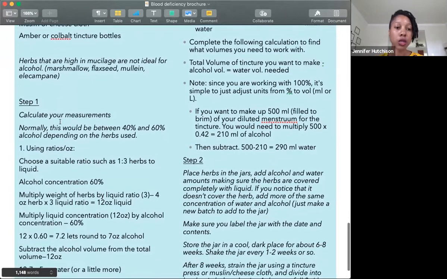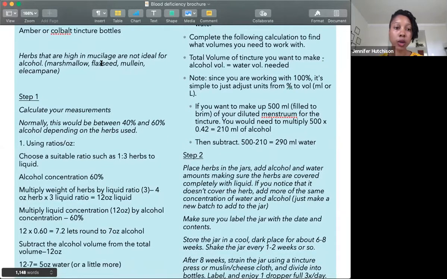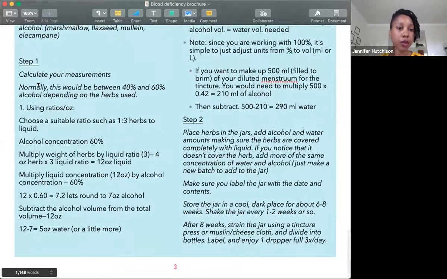So we're going to use nettle, but just make a note here that some herbs are not good for tincture because they're using alcohol. The constituents in the herb are actually not alcohol soluble, or they're not really good for alcohol. Marshmallow, flaxseed, mullein, and elecampane are examples.